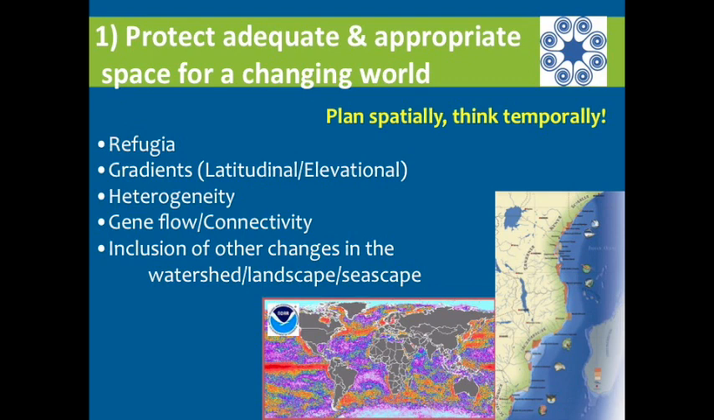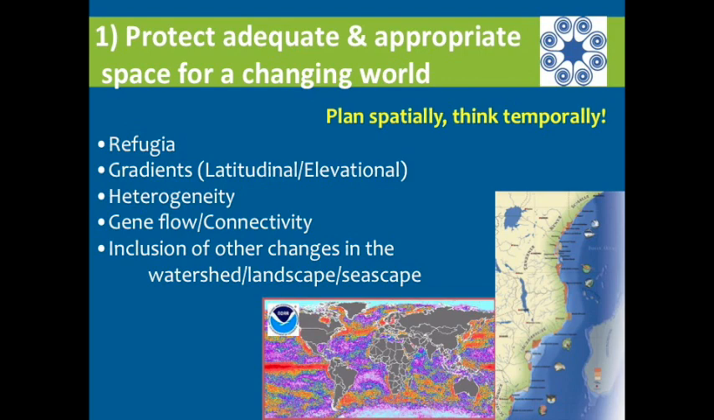And you want to include other changes that are happening across that suite of areas that I talked about before, from watershed to landscape to seascape. So how are all those things playing together? All of these parameters basically fall on this idea of planning spatially but thinking temporally, because we're really good at drawing on maps when we start thinking spatially, but we need to recognize that those maps are going to change over time. And you guys all know that.